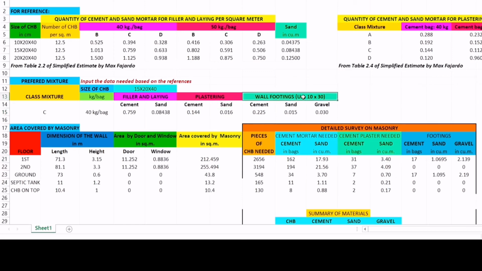And for footings, we multiply the area by the cement needed, which is 0.0225, which equals 17, already rounded up. Then for the sand, we multiply by 0.015, which equals 1.0695. And for the gravel, we multiply by 0.03, which equals 2.139.